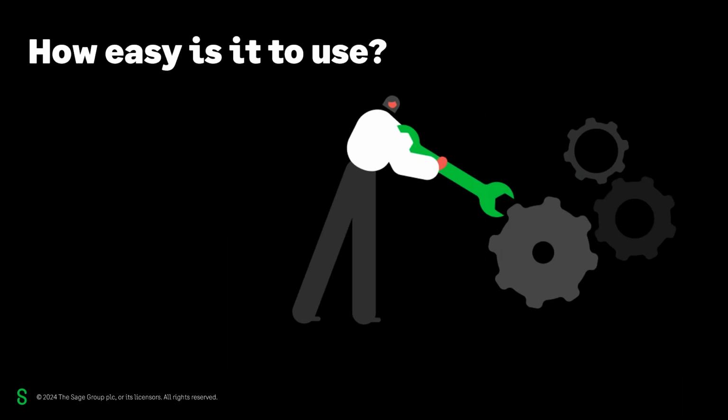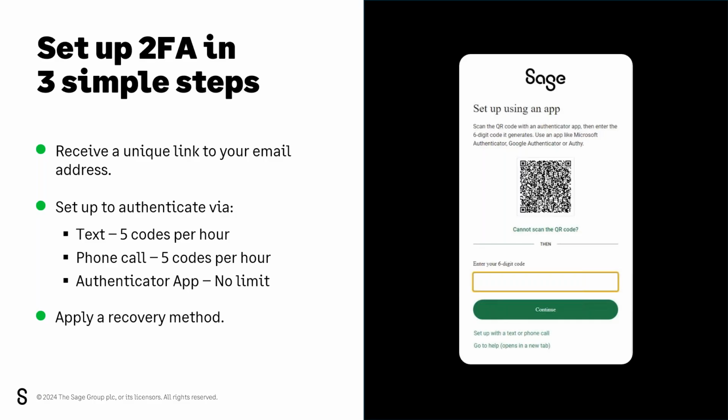Okay, so let's take a look at how easy it is to set up and use. So the setup process is broken down into 3 easy steps. We'll outline these key points and then we'll run through a video demonstration on how to do that. So when you come to activate two-factor authentication, I have provided a guide with the steps. If you use that guide, it'll get you to log into your Sage account if you already have one. It will then prompt you to set up two-factor authentication. It will then send a unique link to your email address that you use. You'll then get the option to select either a text, phone call, or Authenticator app.